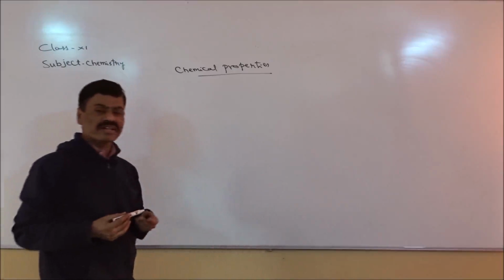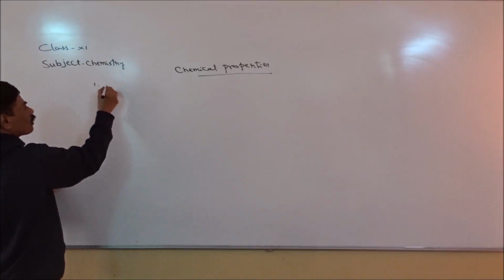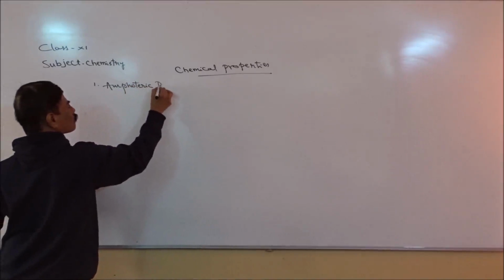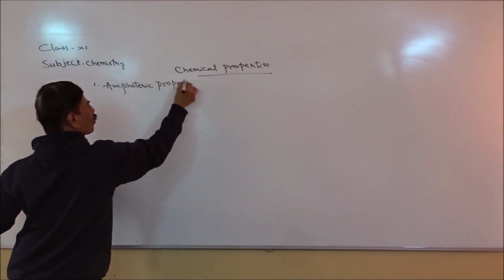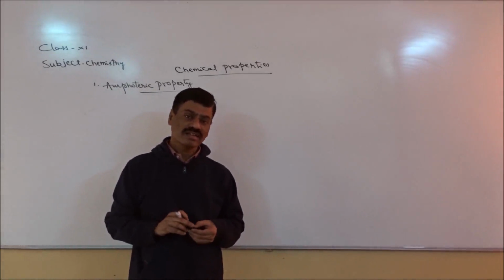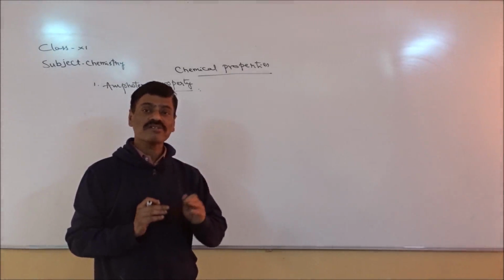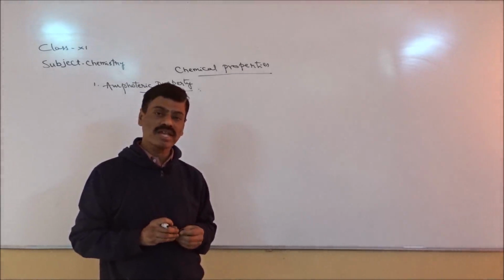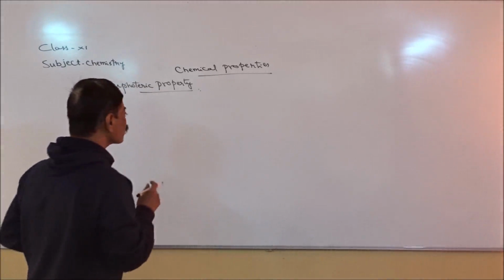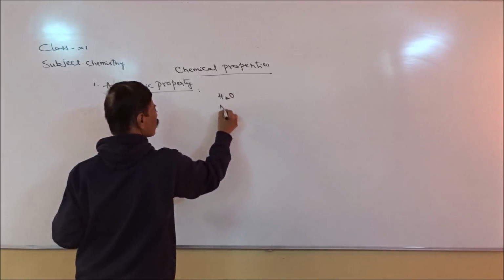Water exhibits different chemical properties, like number 1, amphoteric property. An amphoteric substance is a substance which behaves like an acid as well as like a base. Here water behaves like acid, it behaves like base, and in our body it behaves like a neutral substance. Now let us see where it is going to behave like acid as well as base. So H2O here acts as acid.